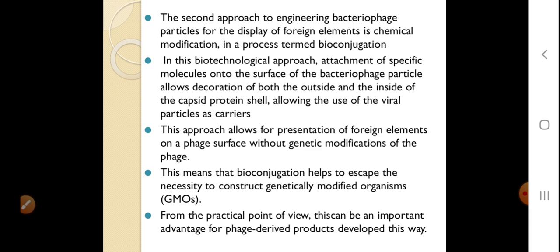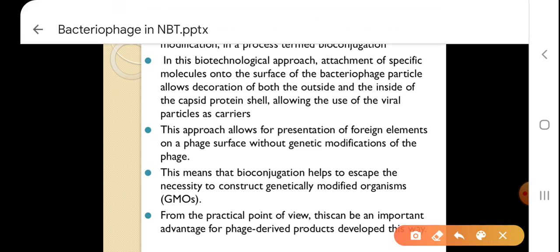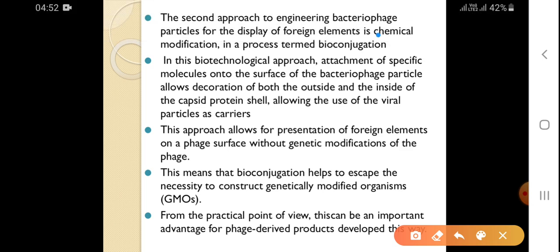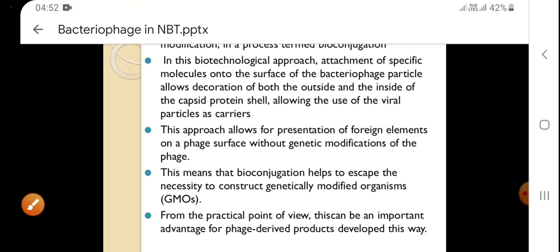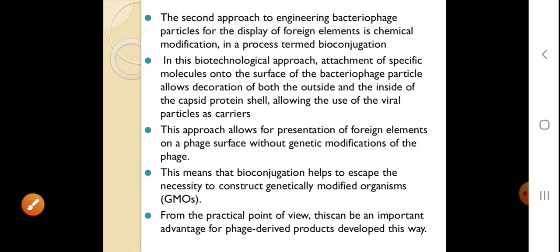Now, there is one more approach to bacteriophage display apart from molecular manipulation. This approach involves chemical modification. Instead of molecular manipulation, here we are using chemical modification. So what is chemical modification? You are attaching the molecule of your interest onto your bacteriophage particle. So you see, the bacteriophage is decorated both inside and outside. Here it does not need any manipulation of the DNA.